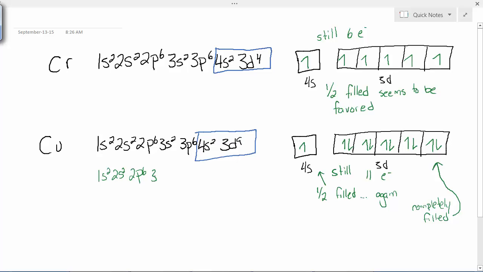So what we find for the actual configurations on observation are 1s2, 2s2, 2p6, 3s2, 3p6, 4s1, 3d10, and then 1s2, 2s2, 2p6, 3s2, 3p6, 4s1, 3d5. Okay, these are the two exceptions that we'd like you to know to the orbital filling.